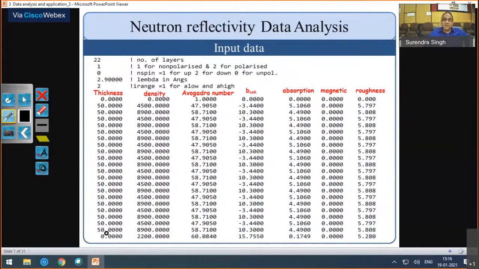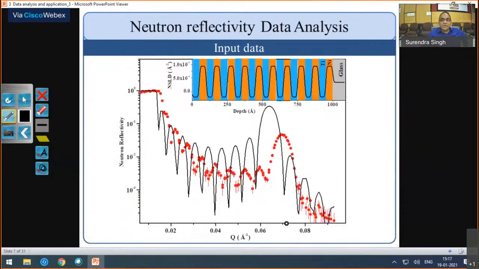This is thickness 50 angstrom. Again, for titanium, we are giving this one. Since this is a multilayer, this is a repetition, so we have repeated for all these layers. If we take this guess value, generate the reflectivity pattern and compare with our experimental data, how will the pattern look? It is here.